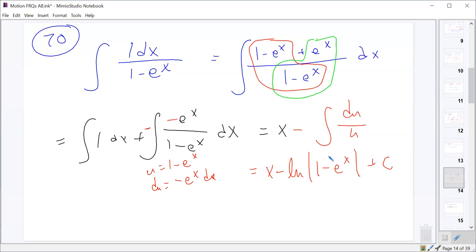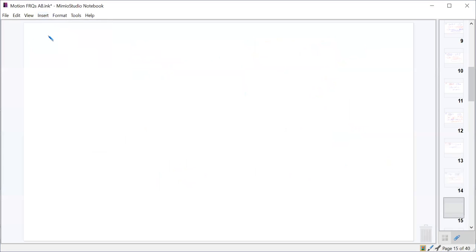Other questions? Can you also do 75? Yeah, and 23 was sent in the chat. So let's see here. I'm very close to the page for 75. All right, 75 is the integral of d theta over 1 plus sine theta. Then we'll go back and do 23 after that.